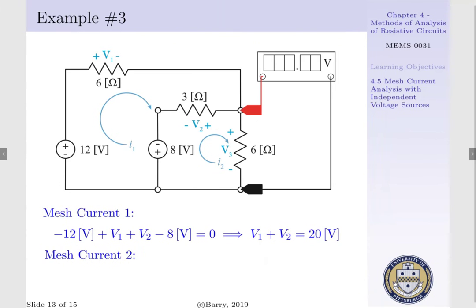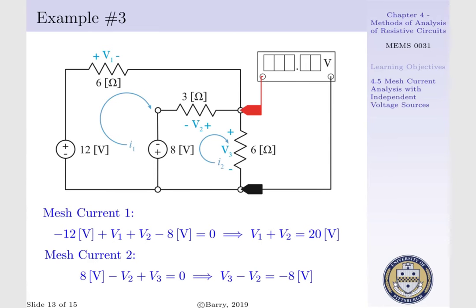For mesh current 2, we know we'd have plus 8 volts minus V2 plus V3 is equal to 0. Or we could say V3 minus V2 is equal to minus 8 volts.